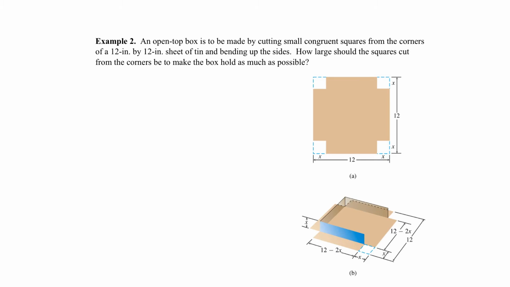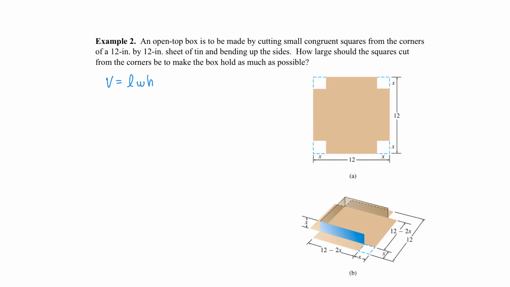And of course, what we're trying to do is to find how large the squares should be cut from the corners to make the box hold as much as possible. So we have a box, it needs to hold something. What we're really talking about is volume. Volume for a rectangular prism is length times width times height. So where do we get the length, width, and height?